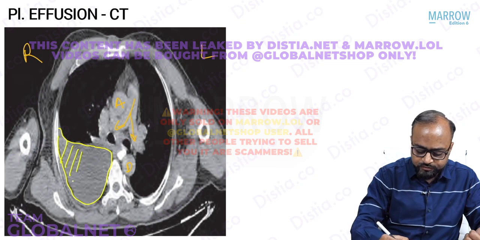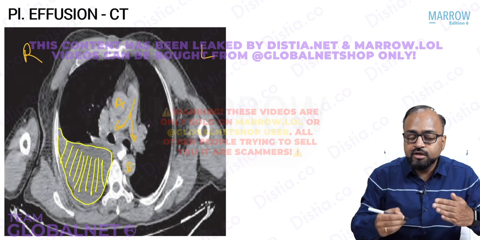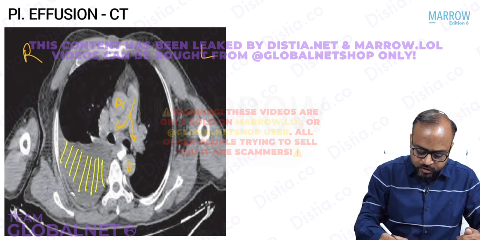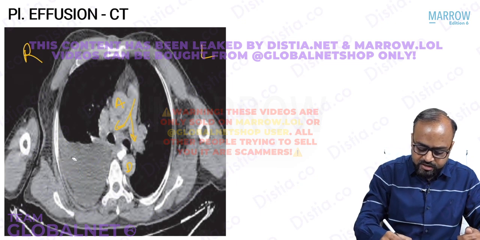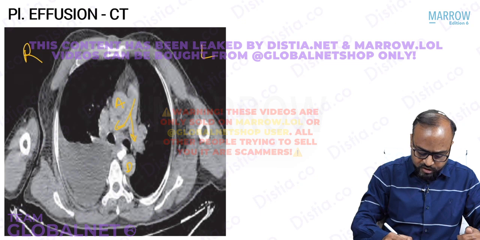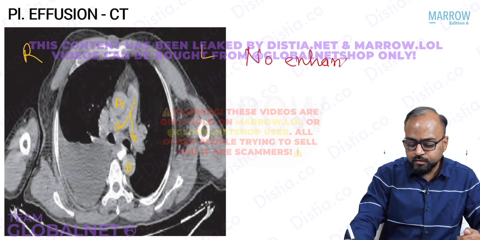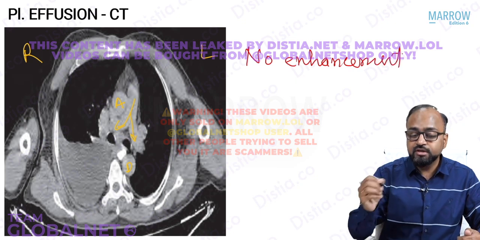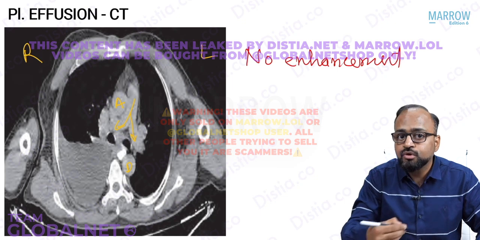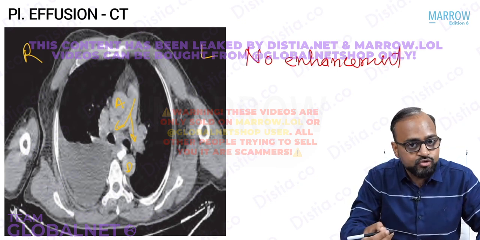This is all fluid within the pleural cavity, which has settled down to the dependent part. Now if you watch carefully here, in most cases of pleural effusion, you won't see any enhancement around it. So there is absolutely no enhancement usually seen, unless there is superimposed secondary infection or inflammation. There is no enhancement in the pleural effusion.